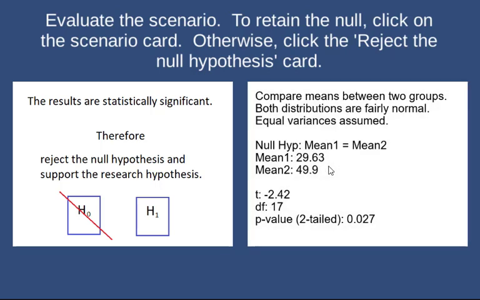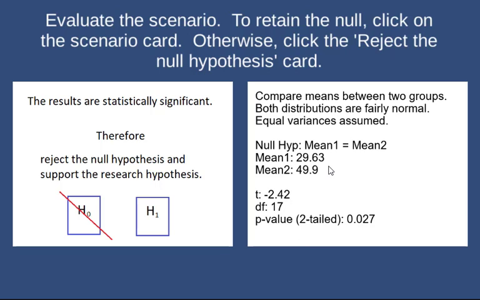For this next scenario, it's a two-tail test. The null hypothesis is that the mean for group 1 is the same as the mean for group 2. The research hypothesis would be that they differ. The mean for group 1 is a 29.63, and the mean for group 2 is a 49.9. So it looks like a big difference, but we need to see if it's statistically significant.